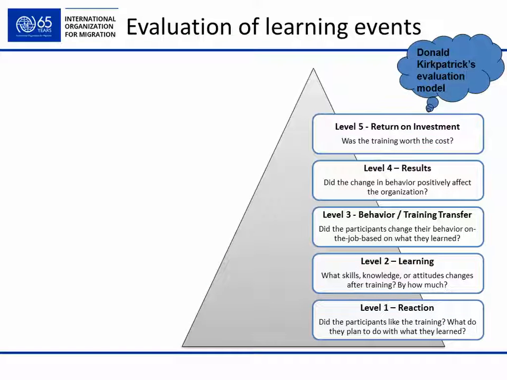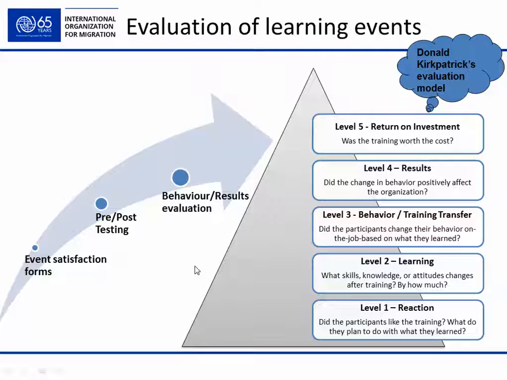So there are 4 levels plus 1. Level 1 is reaction, level 2 learning, level 3 behavior training transfer, level 4 results, and level 5 return on investment. At level 1, we ask the question, did the participant like the training? What do they plan to do with what they learned? This can be done through an event satisfaction form. At level 2, learning, we ask what skills, knowledge, or attitudes changed after training, and by how much. This can be done through pre-post testing.